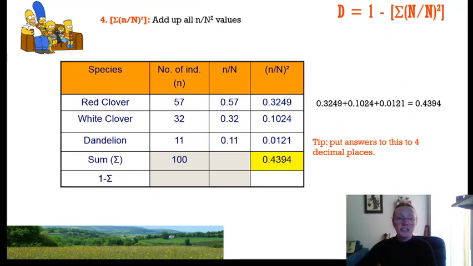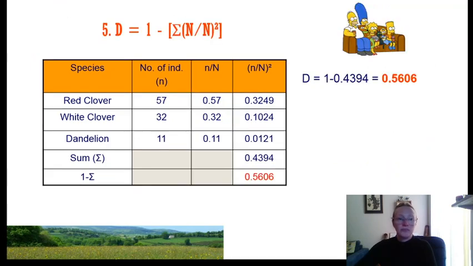And then step 4, you're going to add all of those values up. So if we add this 0.3249, 0.1024, 0.0121, and then you get this value here, 0.4394. And then we're going to do 1 minus that 0.4394, which gives you 0.5606.